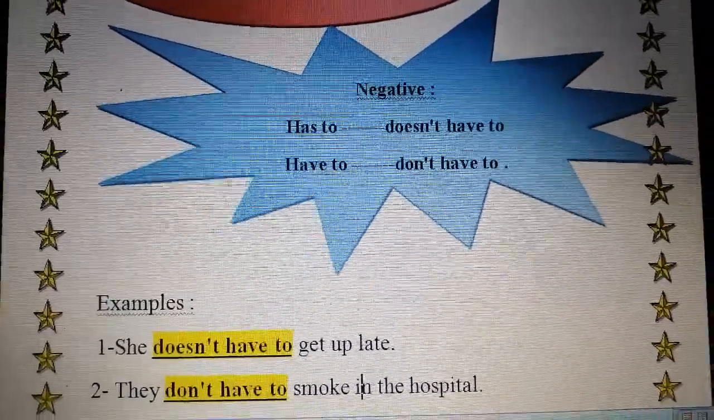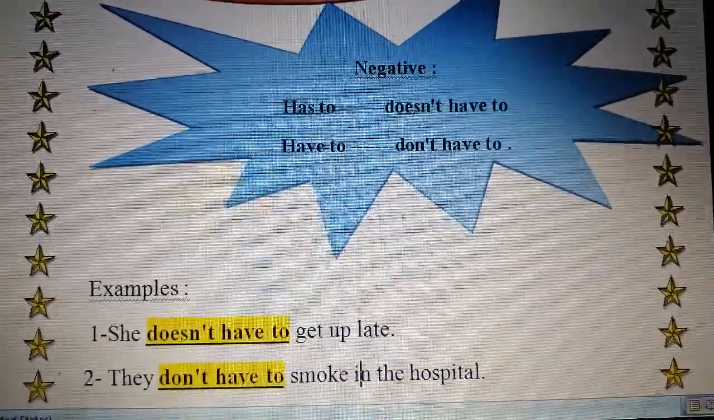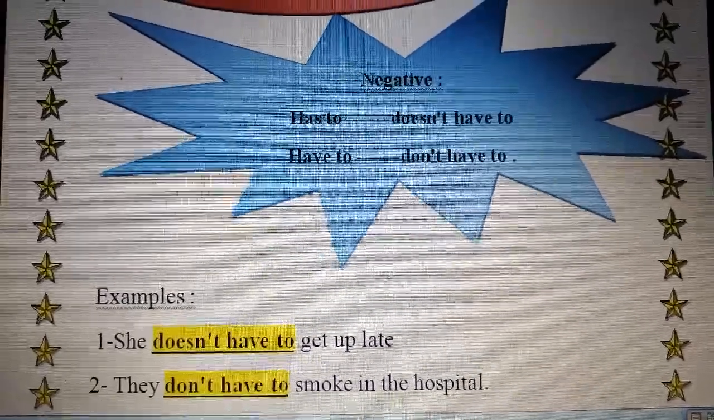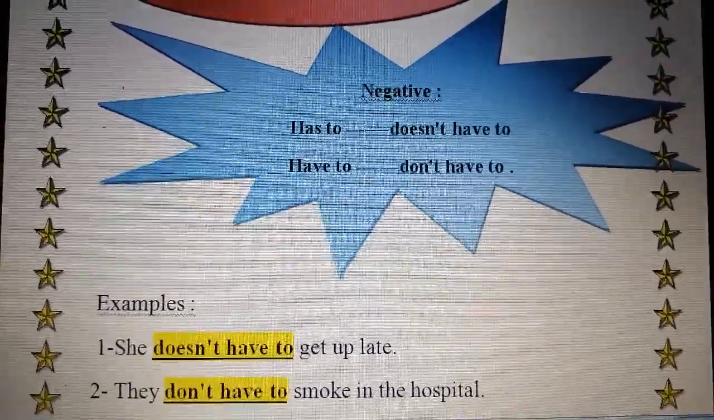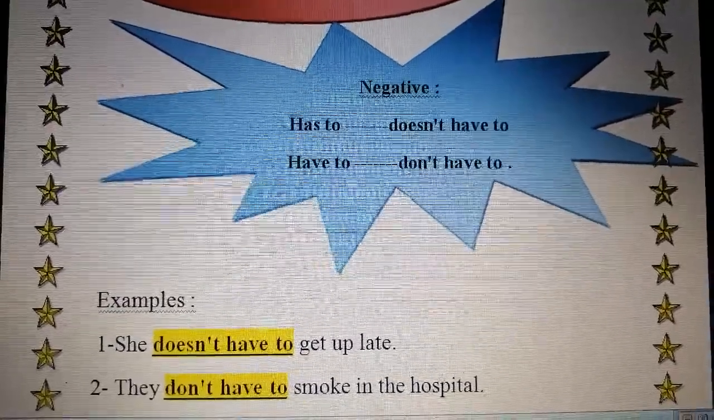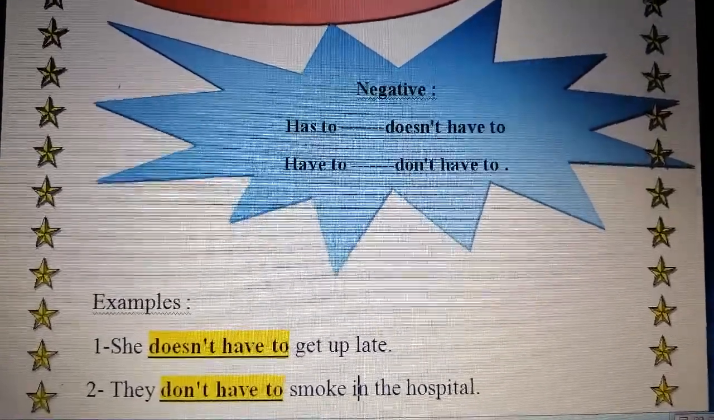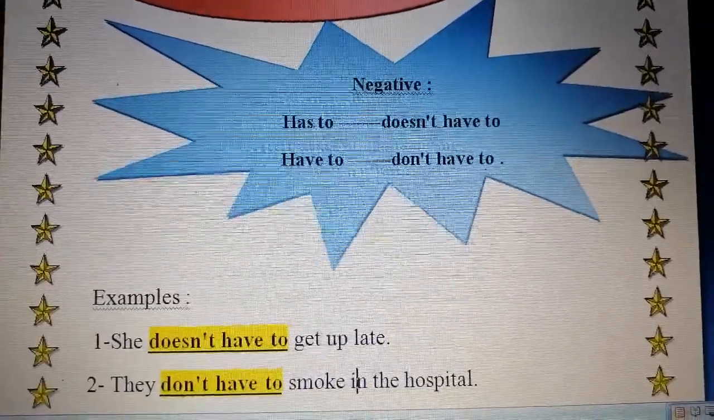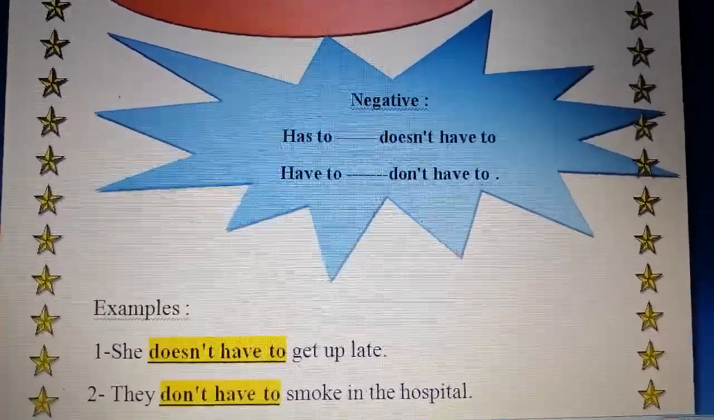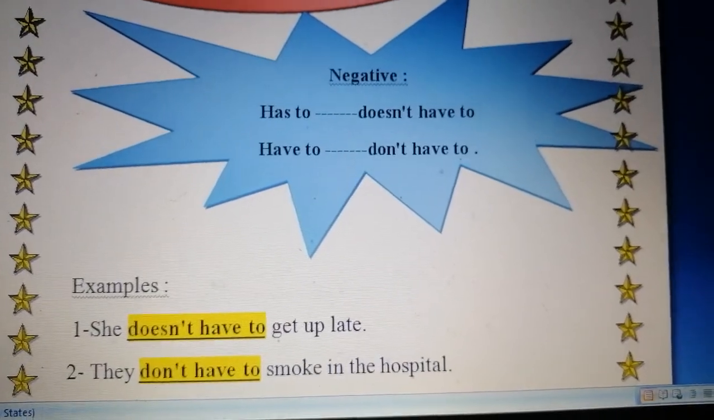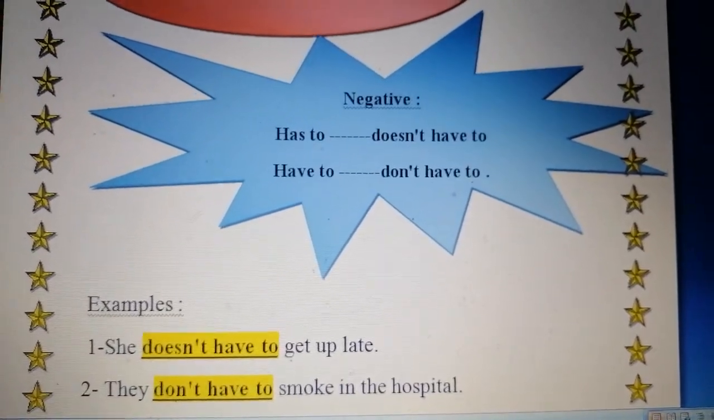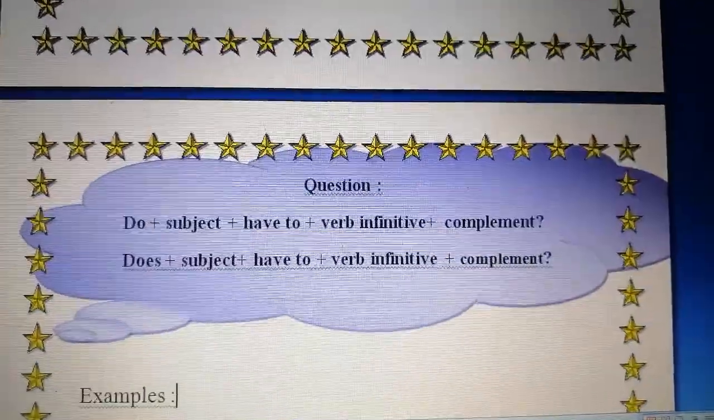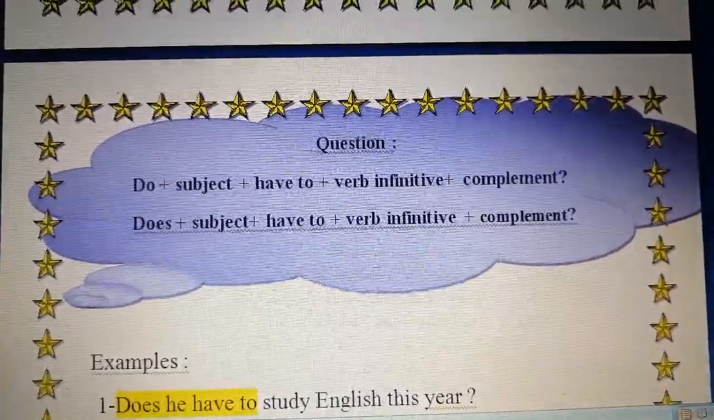Let's see here examples. She doesn't have to get up late. She إجا وراها على طول doesn't. وإيش قلنا have to ولا has to؟ No, we change has to to have to. She doesn't have to. They don't have to smoke in the hospital. They أخذت don't ما أخذت doesn't. And doesn't and don't, both of them, they have what? Have to.